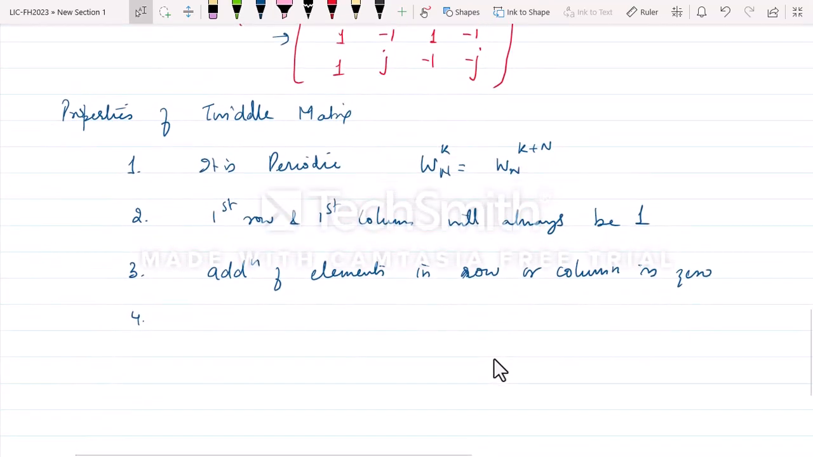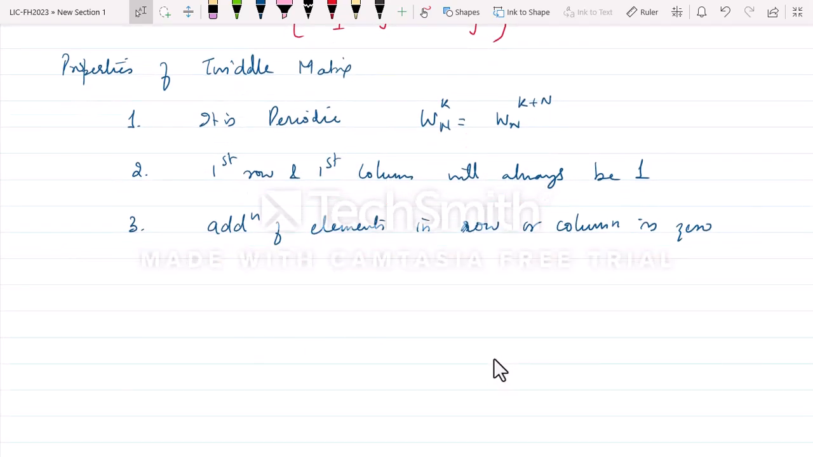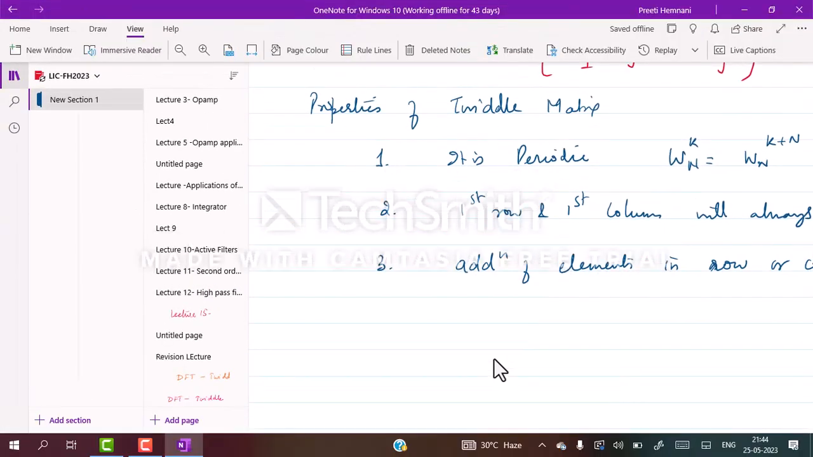Okay, so these are the properties, and thus we can say this is the Twiddle matrix. So using this Twiddle matrix, now we'll be seeing in the next video how to find the DFT of any sequence.